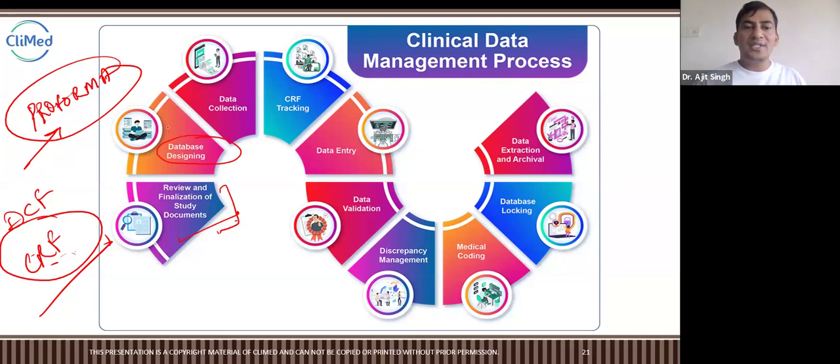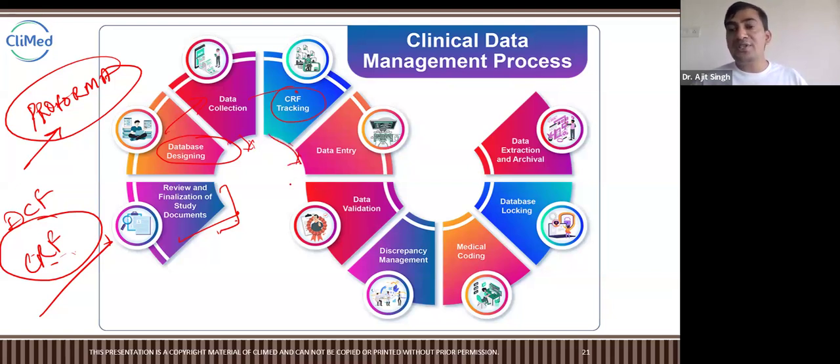Based on that, they collect the entire data, clean the data, manage the data, and track the CRFs: which CRF is incomplete, which site has not filled the full EDC form, or which site is giving less data. They keep tracking each CRF until it is completed by the team. So CRFs must be completed by the team, and the CDM team takes care of that.